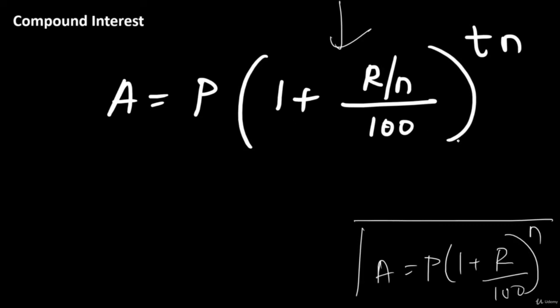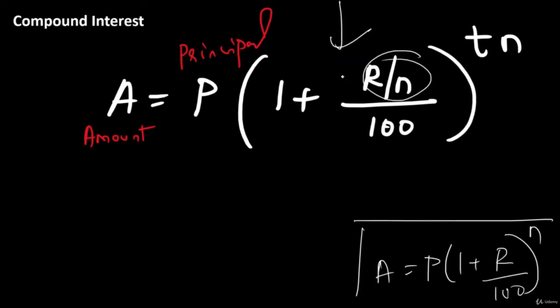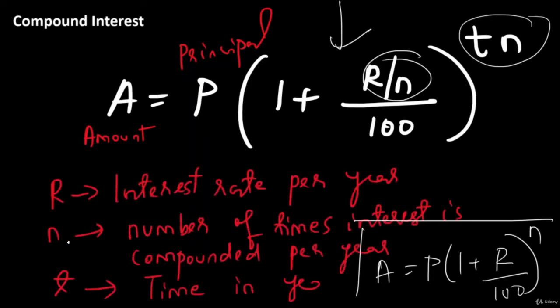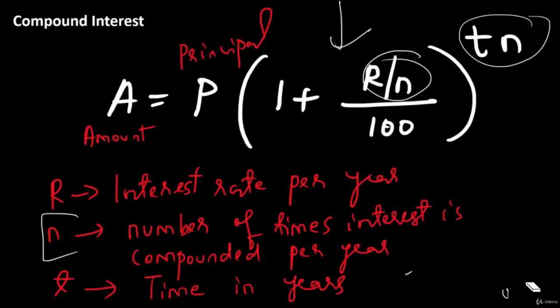So let's see what it means. A is again the amount and P is the principal. So no difference with respect to this formula over here. The difference is that you have R by N over here and you have T into N over here. So what is that? Let's try to understand that. N is the number of times interest is compounded per year. So if interest is compounded half yearly, then N would be equal to 2.